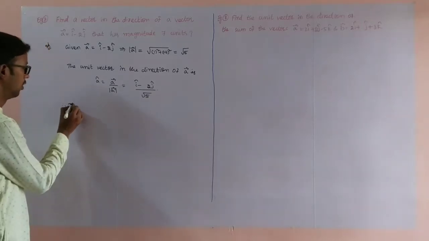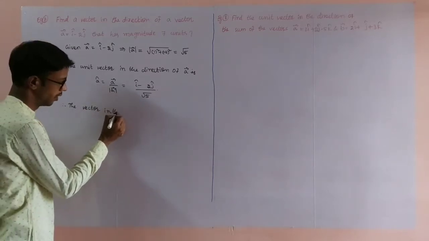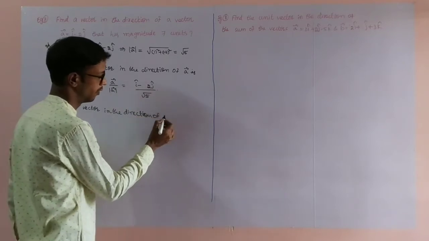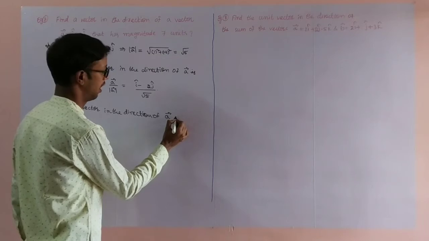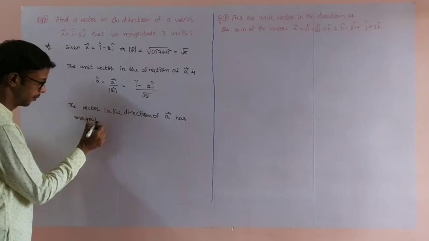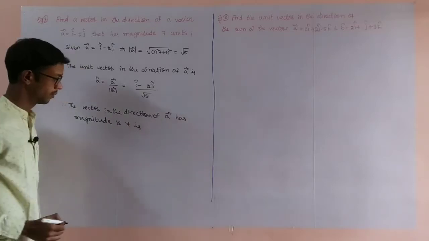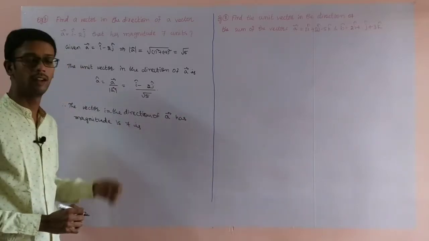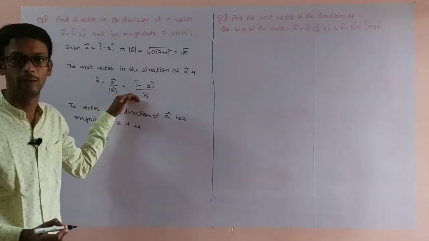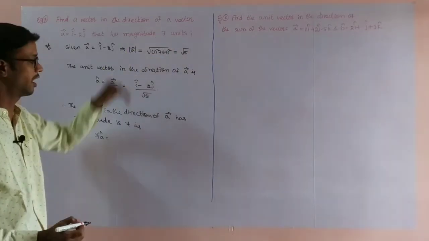Now the vector in the direction of a bar that has magnitude 7 is 7 a cap. This is the 1 unit value. It is asking for 7 units magnitude, so that vector we have to find.